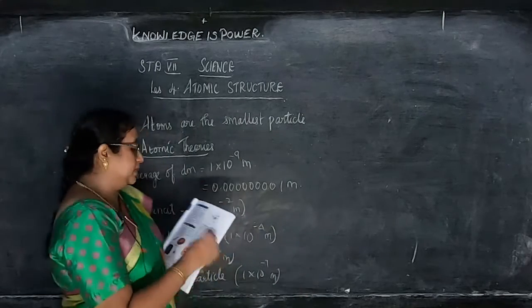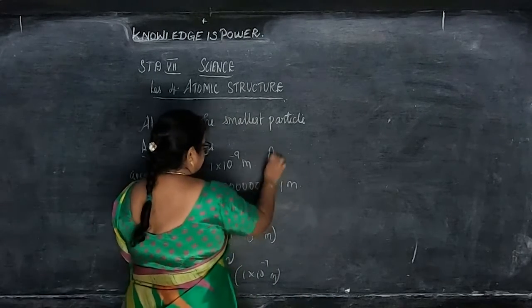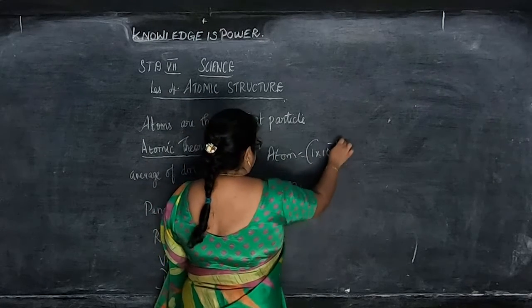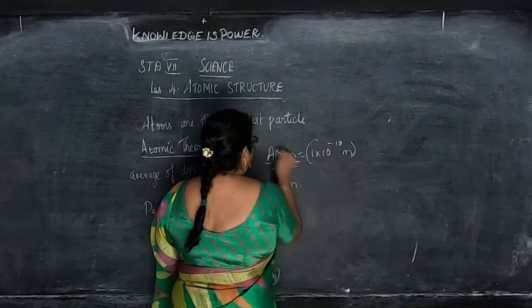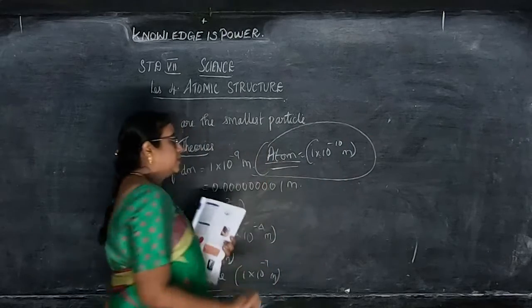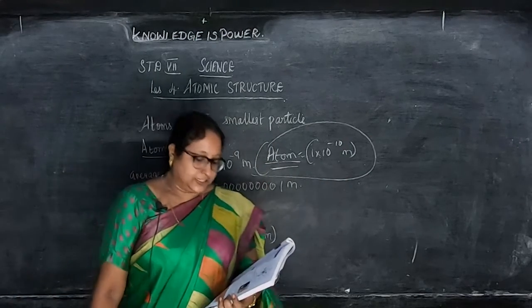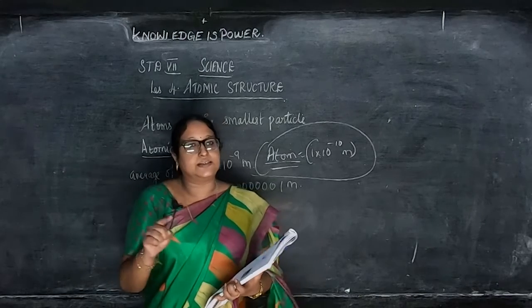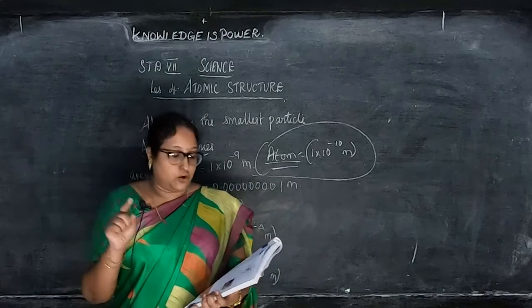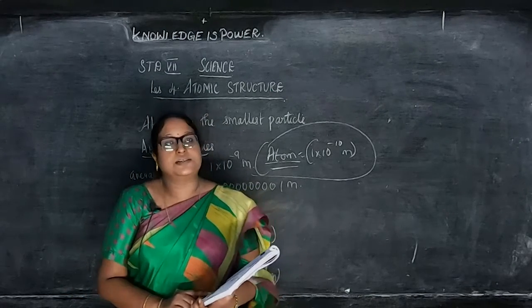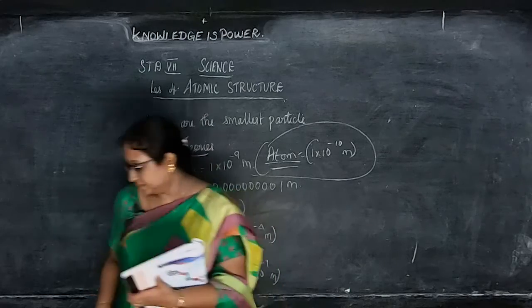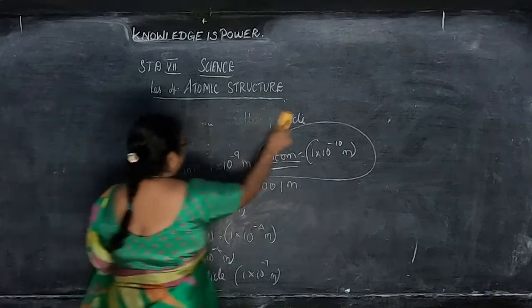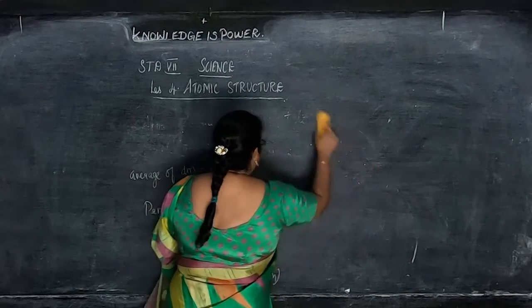See the picture here, children. The atom is 1 into 10 to the power of minus 10 meter. That is the atom, 1 into 10 to the power of minus 10 meter. Now first we'll see Dalton's atomic theory. The three scientists I said are Dalton, Thomson and Rutherford. So now first we are going to see Dalton's atomic theory. I think till here you understood, children.